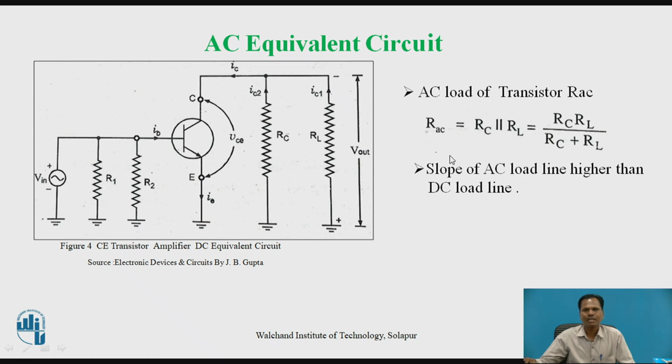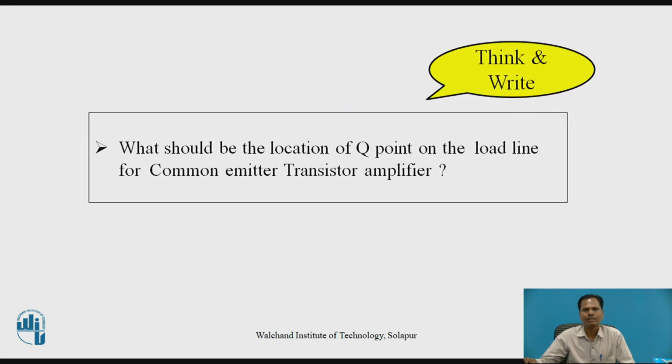The slope of this line is again negative, and the slope of this AC load line is higher than the slope of the DC load line, because RC plus RE is greater than RC parallel RL. So the slope of the AC load line is higher than that of the DC load line.